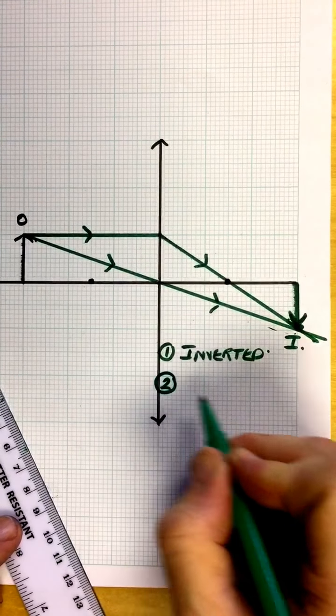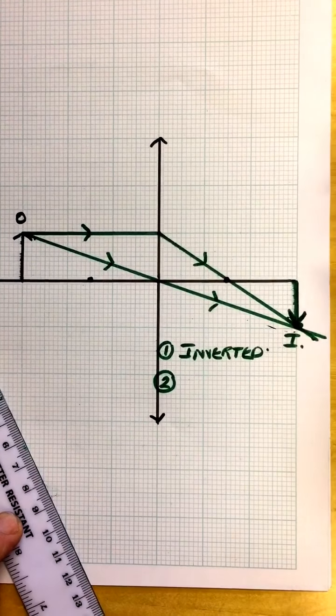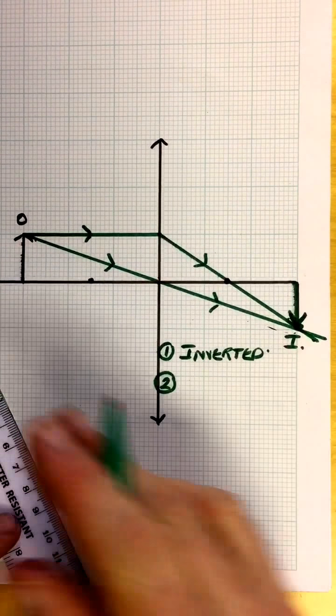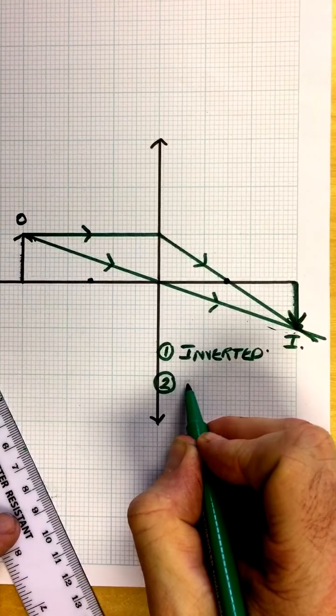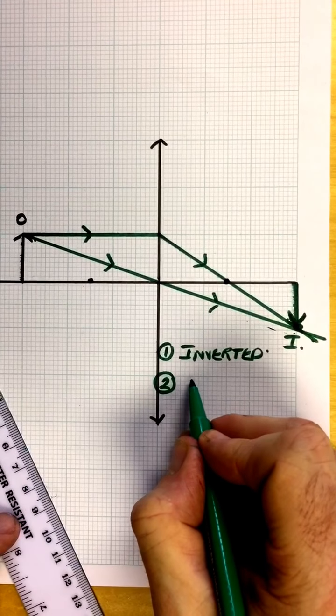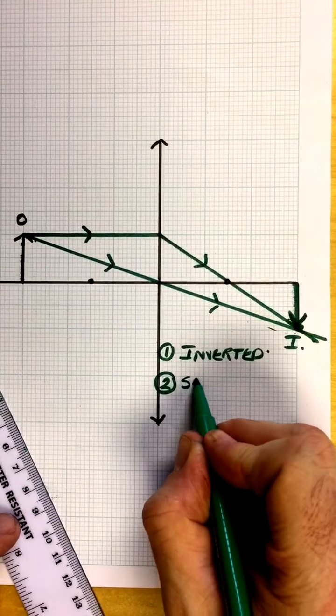And the second point is that in this instance here, it's the same size. But if we were to have taken it further outside of the focal range, we'd probably notice that it could be even smaller again, in which case we would say it's been diminished. But this is the same size.